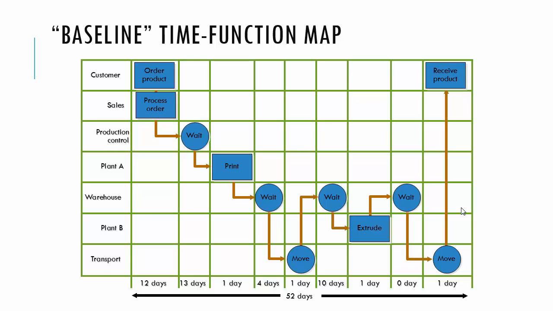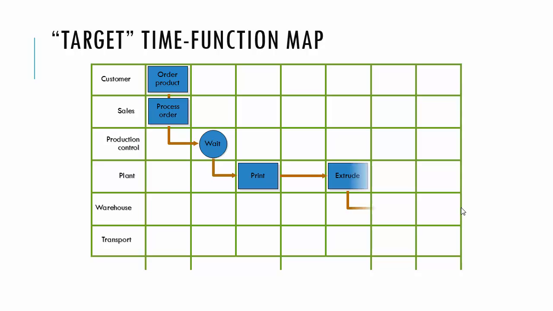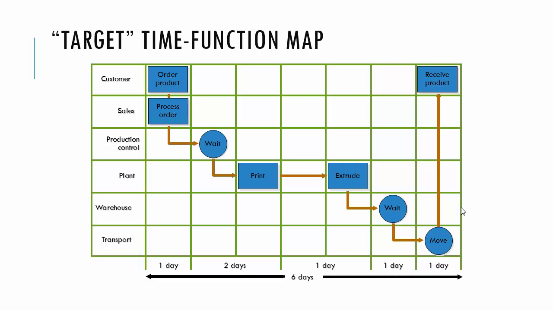With some of these wasteful steps identified, we then want to make a target time function map. Illustrated here is the resulting target time function map. By eliminating wasteful steps, the total time dropped from 52 days to 6 days. A very significant improvement. Obviously, implementation of this target time function map may be difficult to achieve, but at least we have a goal to reach for.